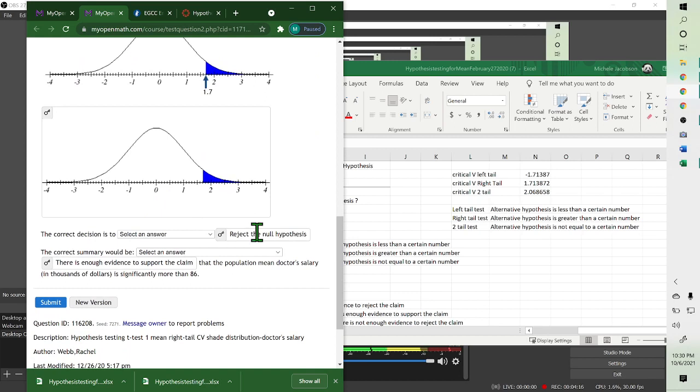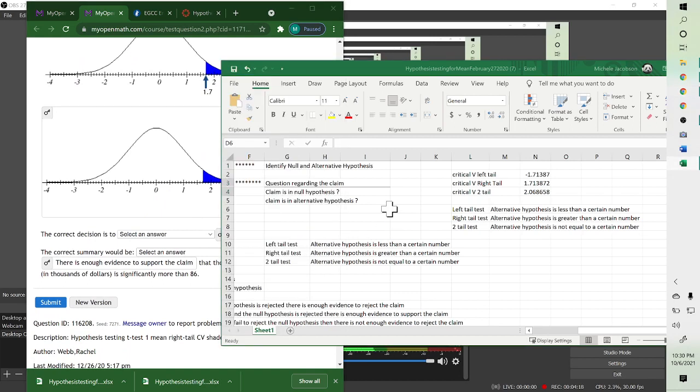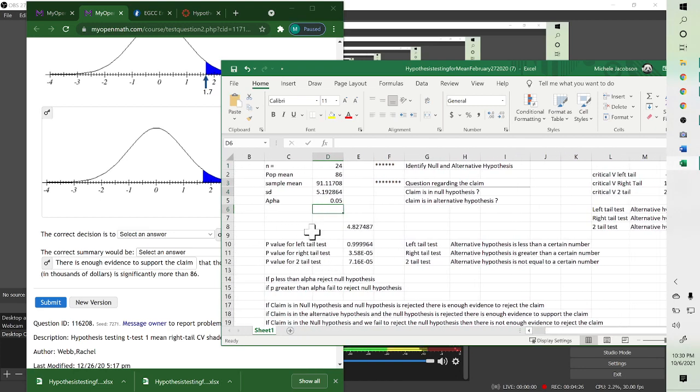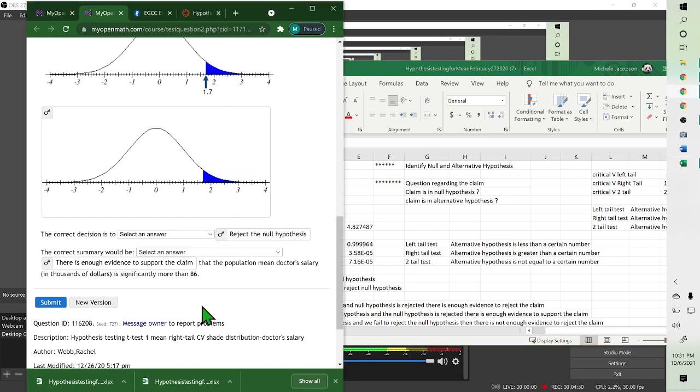The reason they're rejecting the null hypothesis is that it's a right tail, this second one here, which means this is 3.58 times 10 to the negative 5. So it's 0 because you're going to move the decimal to the left 5 units. 0 is less than alpha. If P is less than alpha, reject the null hypothesis. And that's why they're rejecting the null hypothesis.